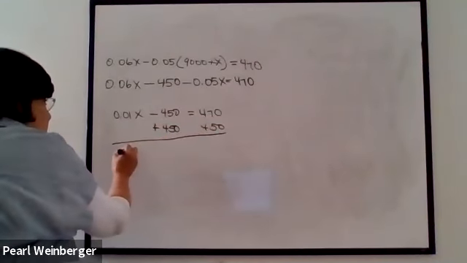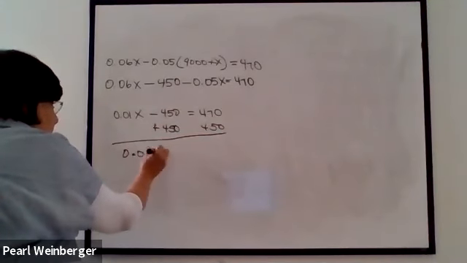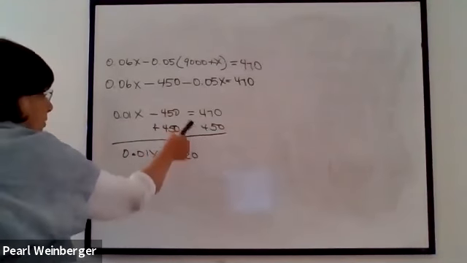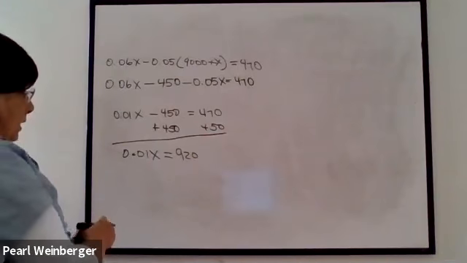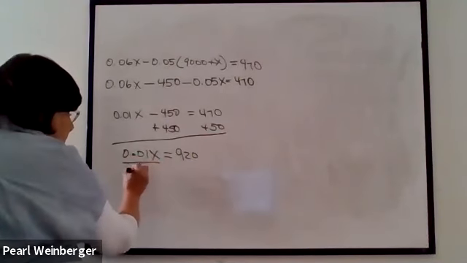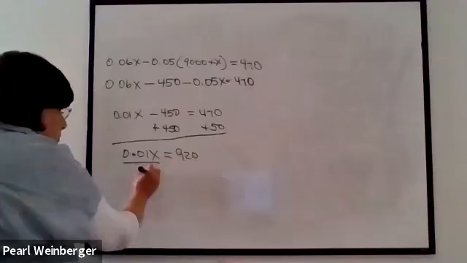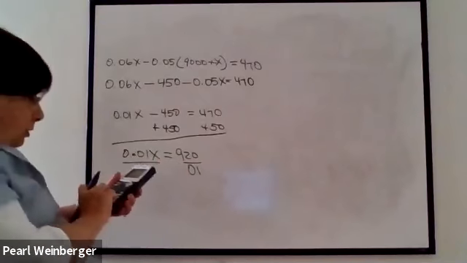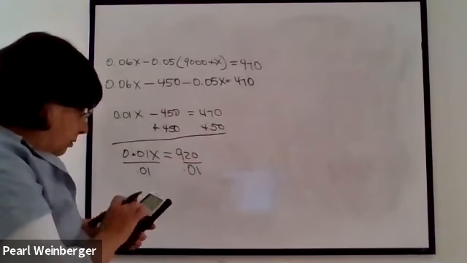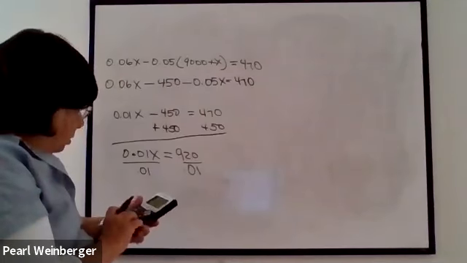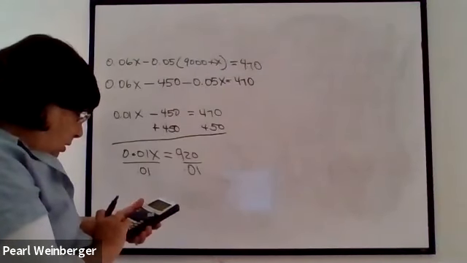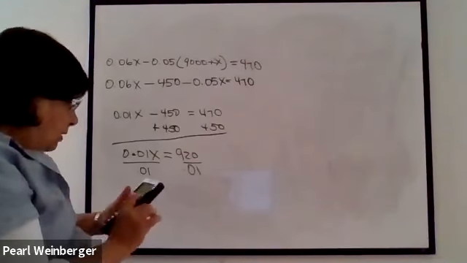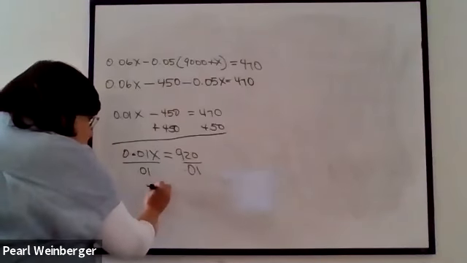So I get 0.01x equals 920, because 470 plus 450 gave me 920. And now I divide both sides by the coefficient of the x, which is 0.01. Either you could do this in your head or you can do it on, that's why I like my calculator. When I do 920 divided by 0.01, it gives me 92,000.